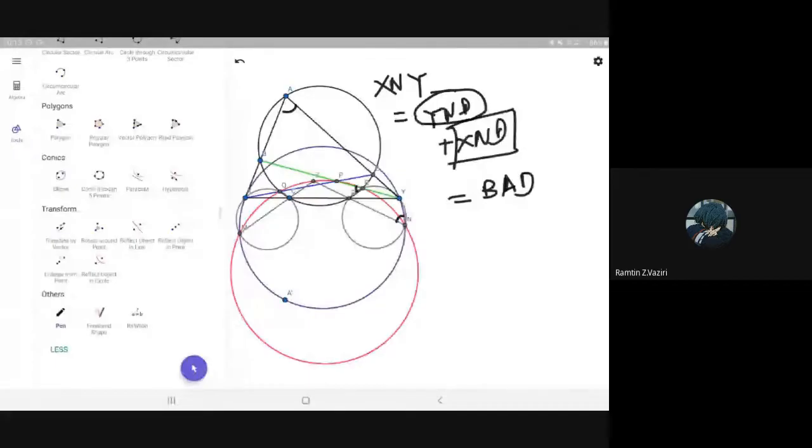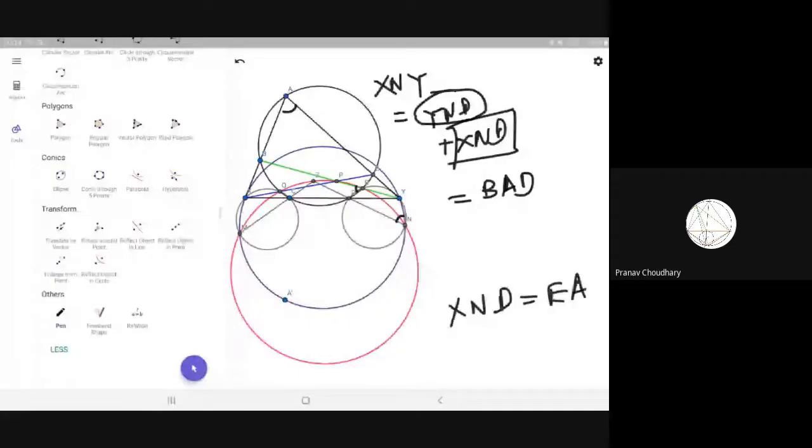So if you are writing angle XNY equals angle YND plus XND, YND basically translates to BAD, right? And so you want XND to be equal to angle EAD, right? So what do we get from there? Where does that take us? Try to backtrack or find something else to work with. We want XND equal to EAD.